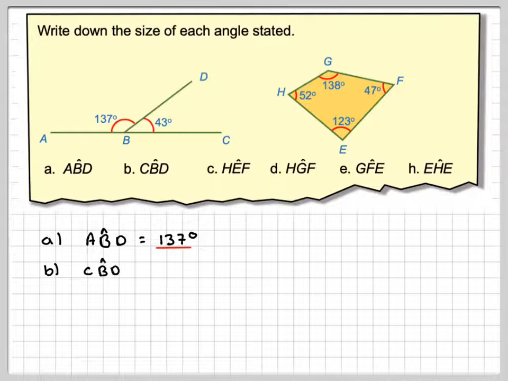In part B, we're being asked to find CBD. So CBD will mean this angle here, which is 43 degrees. Notice that that also could have been written as DBC. The important thing is that the B is in the middle with the hat on it.